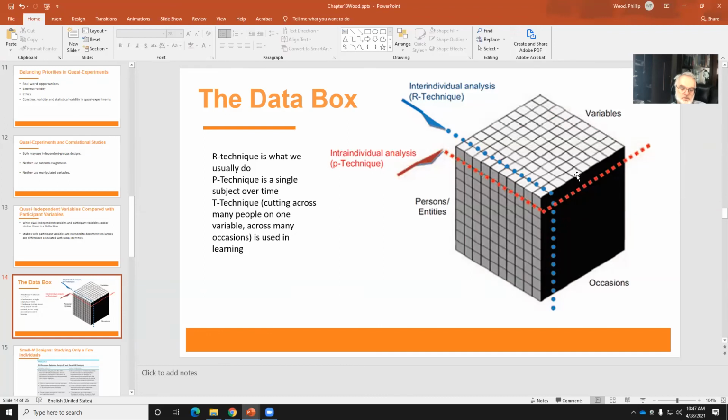That story, that finding, is not possible for you to find out just looking at lots of people at one measurement occasion. You would really need to have data gathered across measurement occasions on perhaps a single or a small number of people.